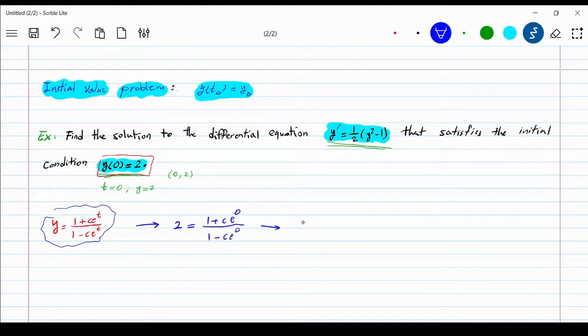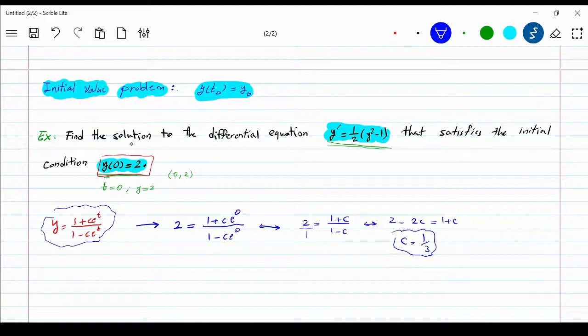If you simplify the numerator, you have 2 equals 1 plus c, the denominator is 1 minus c. You can cross multiply, put the denominator over 1, and you get 2 minus 2c equals 1 plus c, and c would be simply, what is c? Sorry, c would be 1/3. Solve that equation, so you see it would be 1/3.